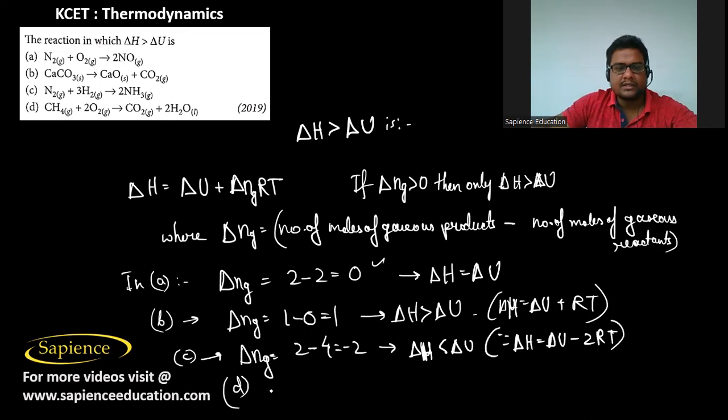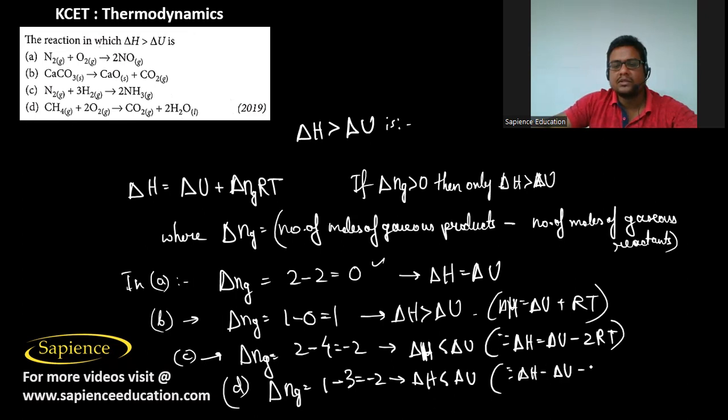And in option D, here delta Ng will be equal to, since liquid is formed, 1 minus 2 plus 1, that is 3. So here also minus 2. So here also delta H is less than delta U, since delta H equals delta U minus 2 RT. So only in case of option B, the change in enthalpy is more than the change in internal energy. So option B is the correct answer.